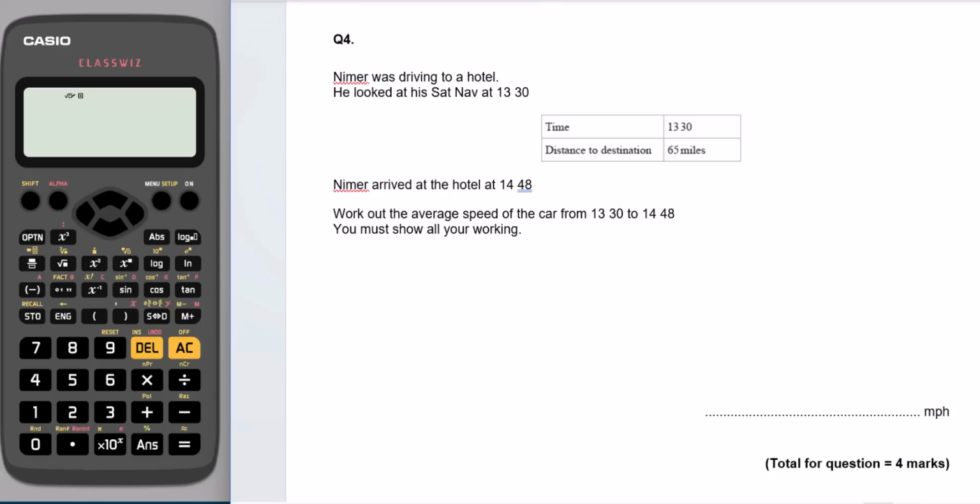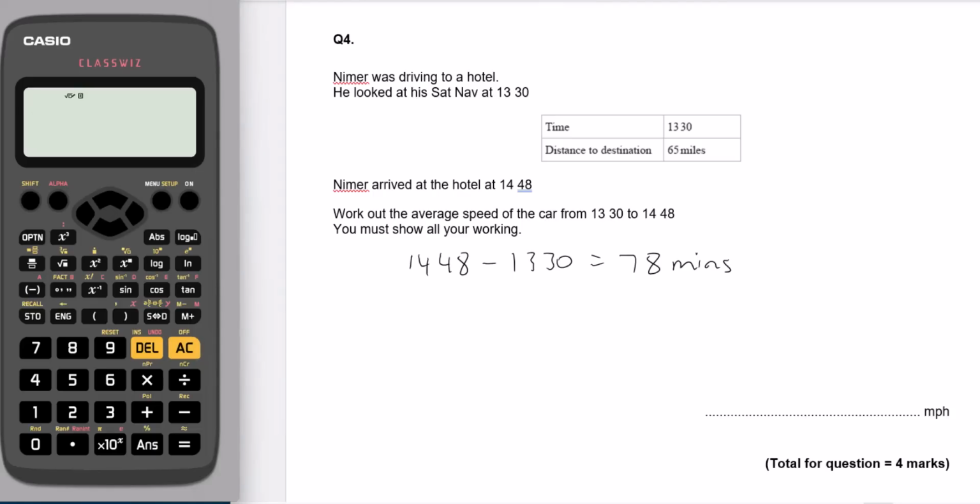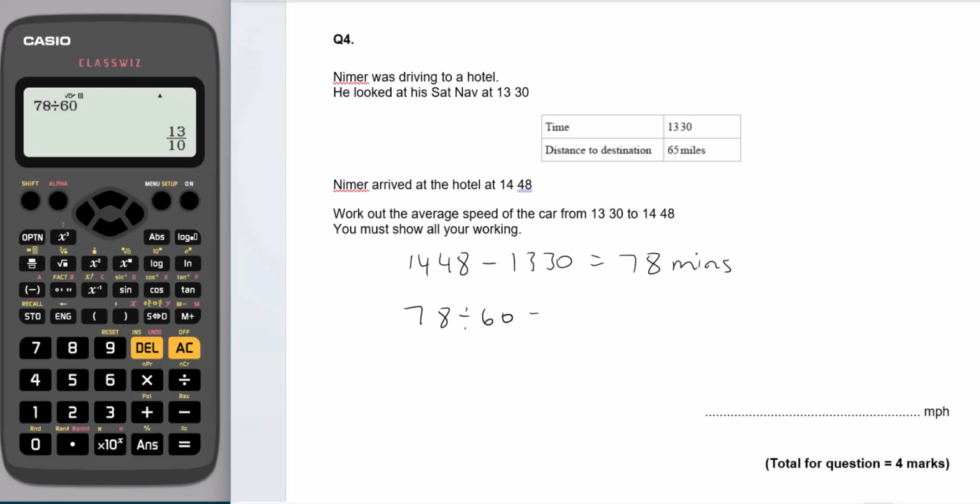So let's go ahead and find the time taken for the journey first. So 14:48, take away 13:30. That gives us 78 minutes. So we need to convert 78 minutes into hours, because we're working out the average speed. So 78 divided by 60 gives us 1.3 hours.